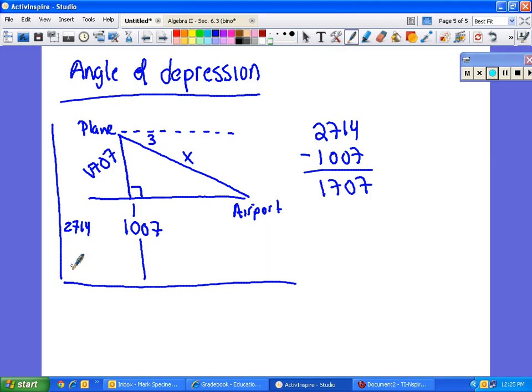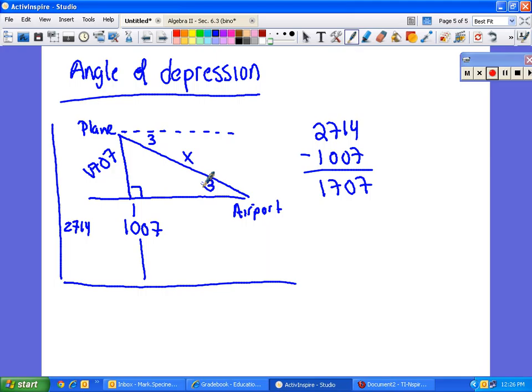Now, the problem's going to be thus sent now. We know that the angle of depression is the same as what? It's the same as the angle of elevation. So, now, which trig function are we going to use? Tan. Actually, we're going to use cosine. Actually, we're going to use sine. Why are we going to?